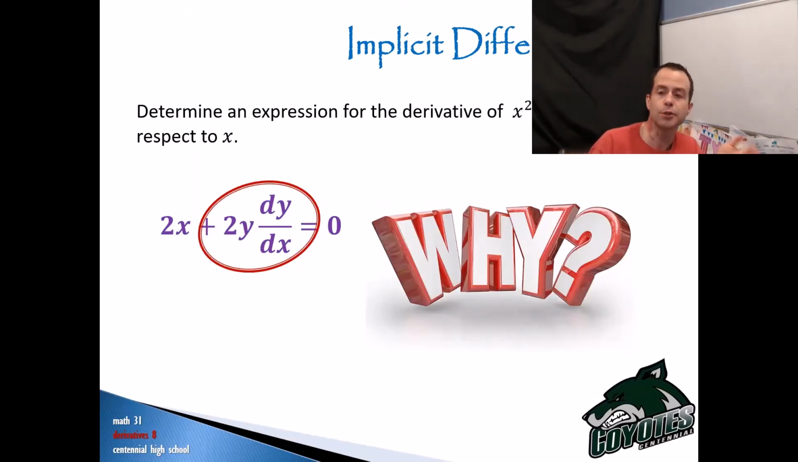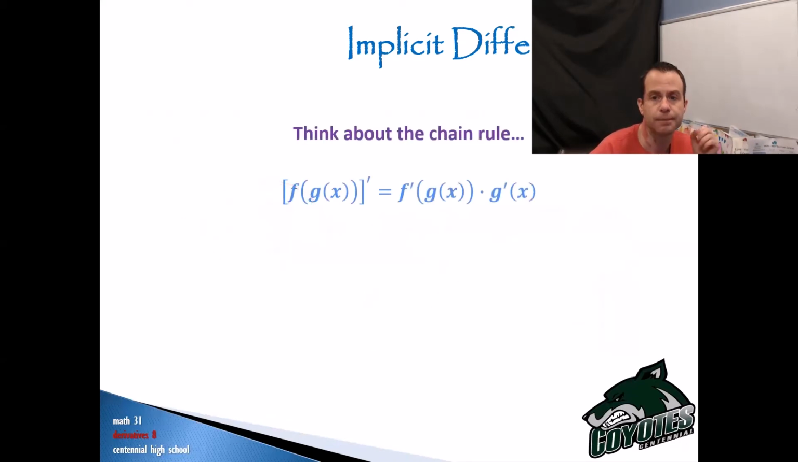And what I want you to do is think about the chain rule for a second. If I asked you to take the derivative of some composed function, f of g of x, the derivative of f of g of x was the derivative of f of g of x times the derivative of g of x. We always had to take the derivative of the inside function, right?